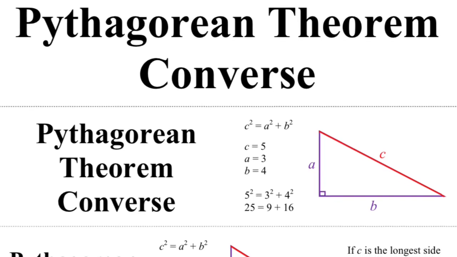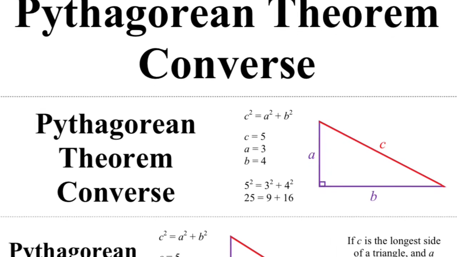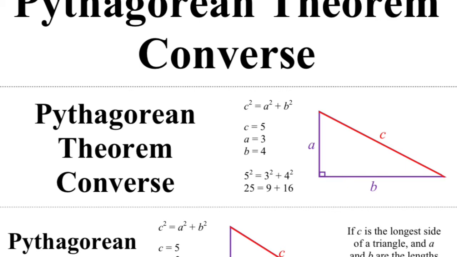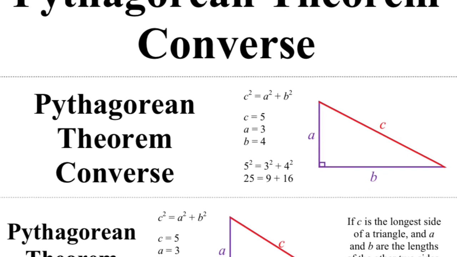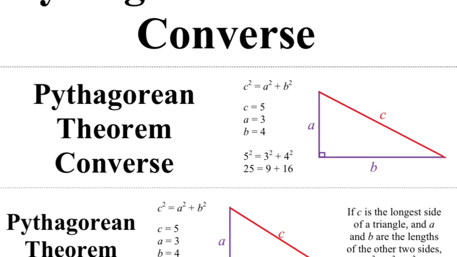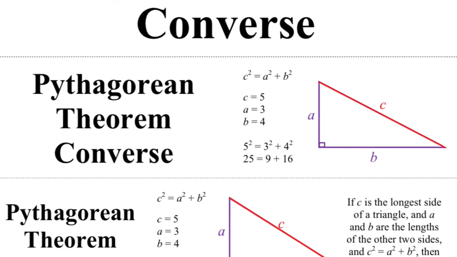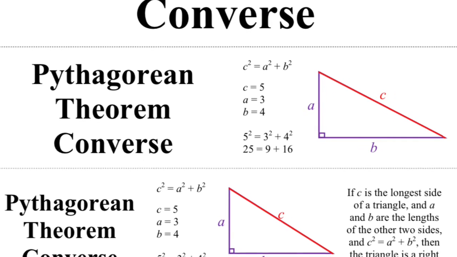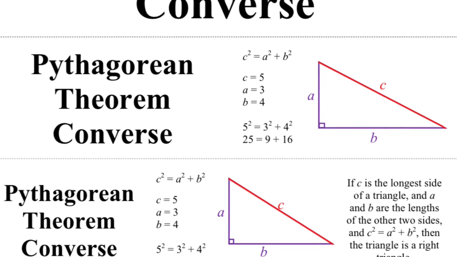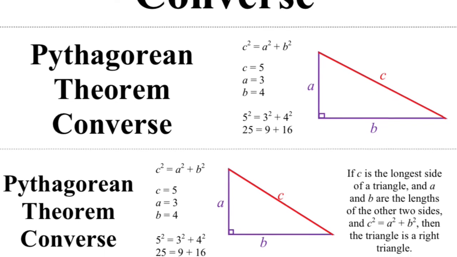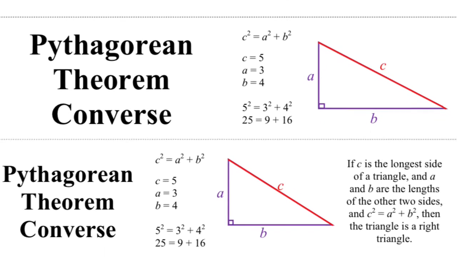The Pythagorean Theorem converse is when you have three sides that you're given and you are being asked to prove if those three sides are for a right triangle or a non-right triangle. You take the longest number, let that be C, plug it into the Pythagorean Theorem, and if it's true, it's a right triangle.